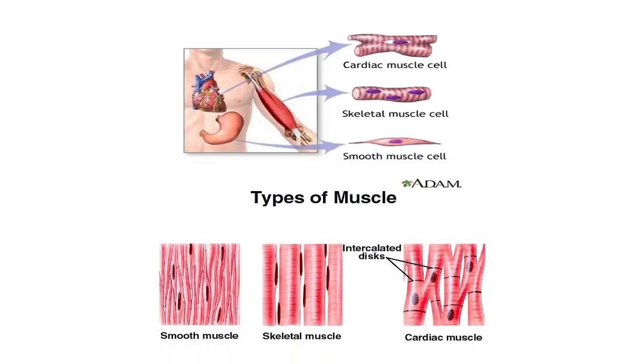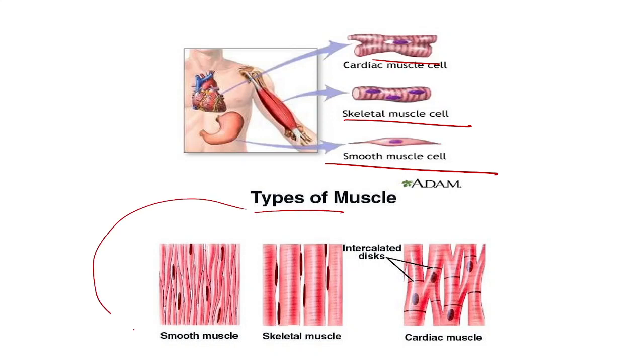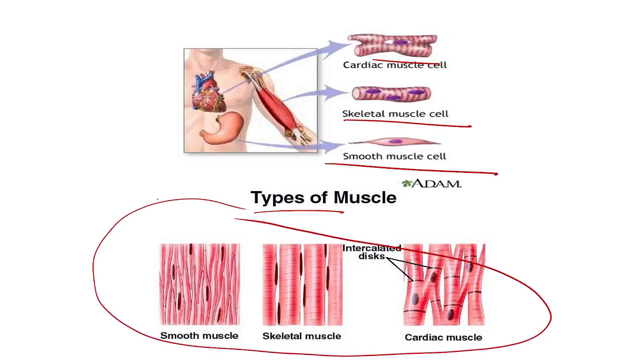So this is your diagram of them. This is how they look. You see, the first one is your cardiac muscle. Last one is your skeletal, and the last one is your smooth muscle cells. These are the types of muscles: smooth muscle, skeletal muscle, and cardiac muscle.